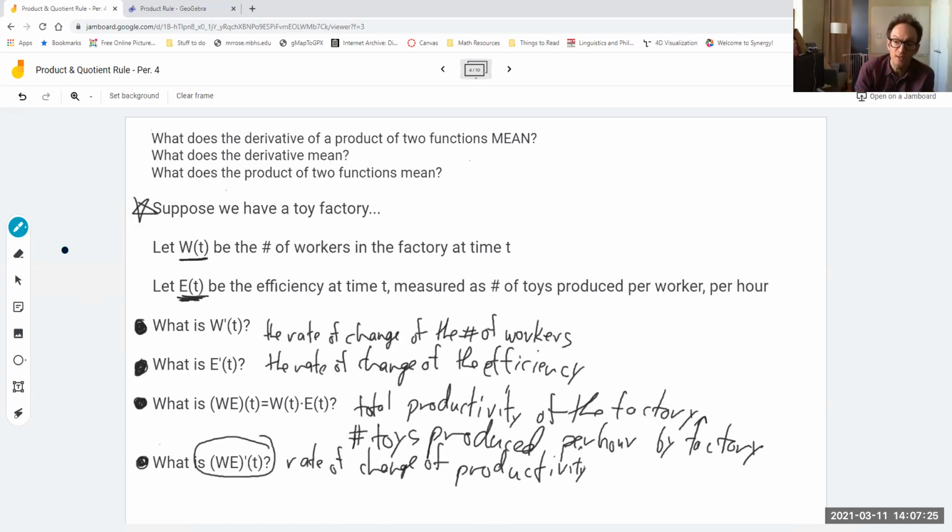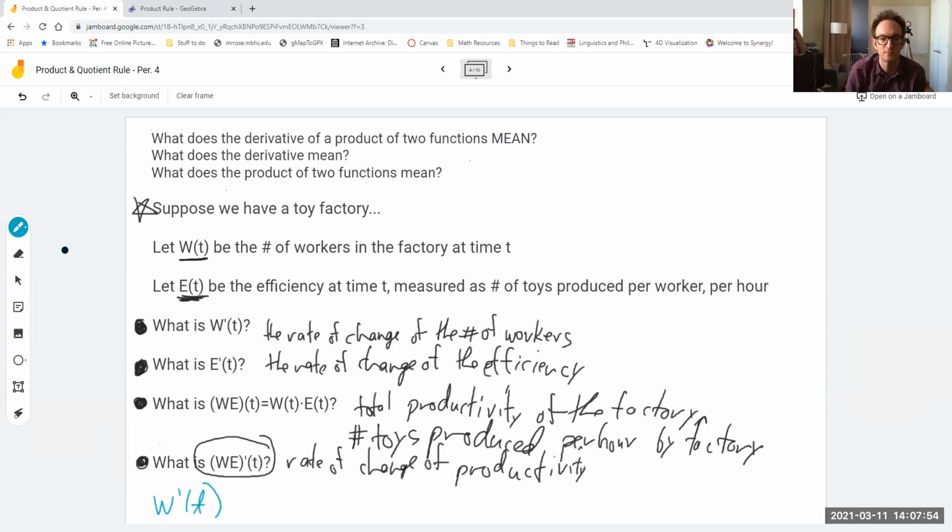Well, okay. One thing that I think makes sense to expect is that this is going to depend somehow on W prime. After all, what is W prime? W prime is the rate at which workers are arriving. So if tons of workers are arriving, so that W prime is very large, well, that's going to change the overall productivity of the factory, right? Because the more workers that are there, the more toys are going to be produced by the factory at that moment. But no, that's true. It is going to depend on W prime.